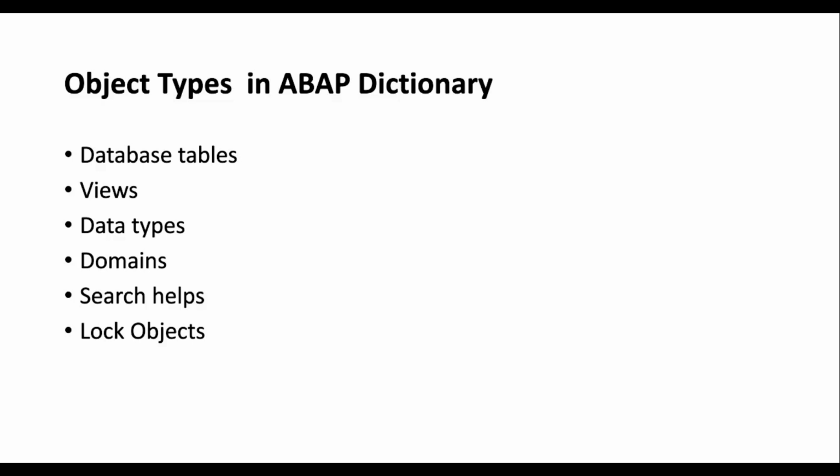Now, what are database tables? Tables can be defined independently of the database in ABAP dictionary. The fields of the table are defined with their database independent data types and lengths. It can be predefined data types or we can use custom data types. When the table is activated, the system creates a physical table definition in the database for the table definition stored in the ABAP dictionary.